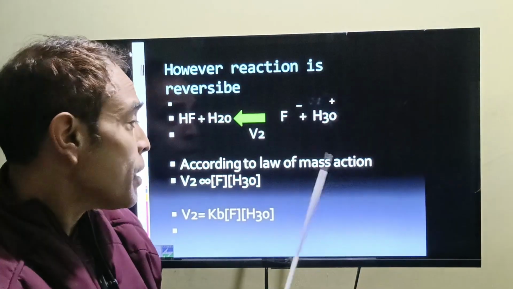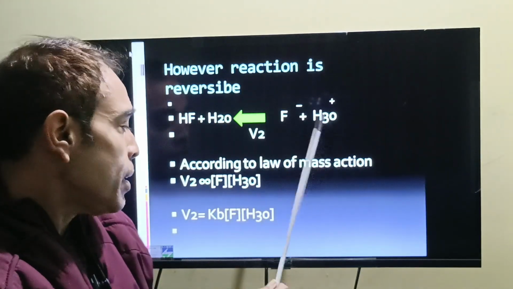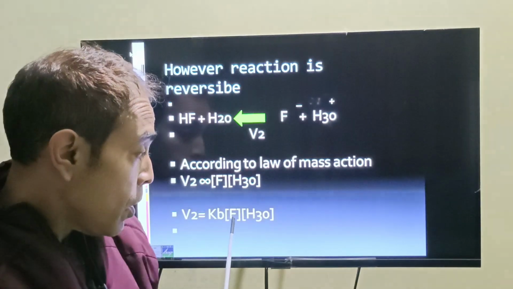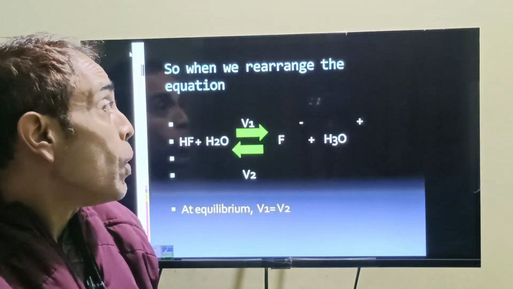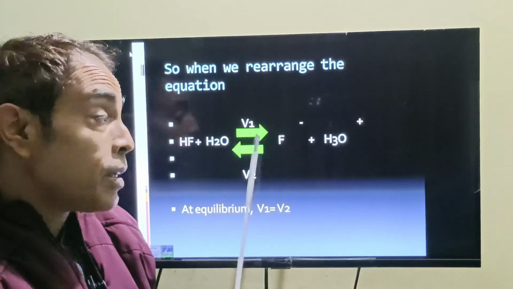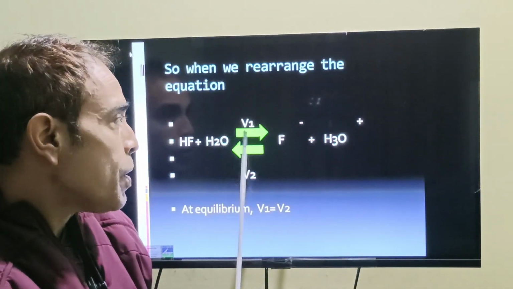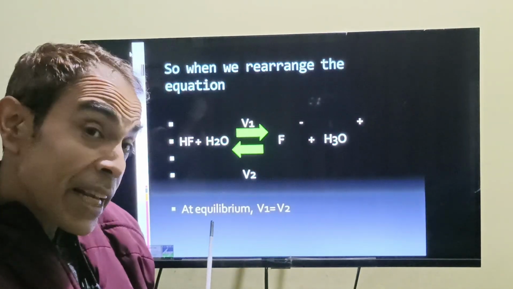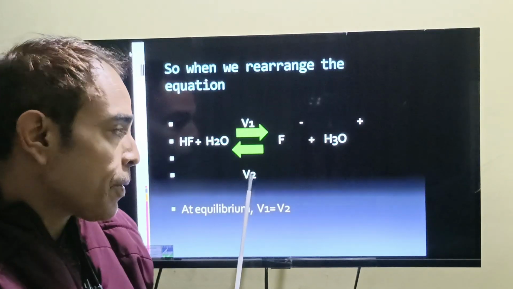This is determined by the rate of the backward reaction, V2. V2 is directly proportional to fluoride ion and hydrogen ion, so V2 becomes the dissociation constant of the backward reaction times fluoride ion concentration times hydrogen ion. This is a reversible reaction with rates V1 and V2. This is a weak acid: in the forward direction the rate is V1, in the backward direction it is V2. At equilibrium, the rate of the forward reaction becomes equal to the rate of the backward reaction.